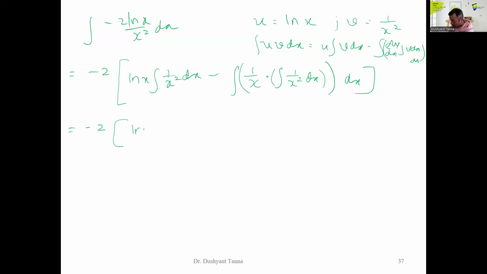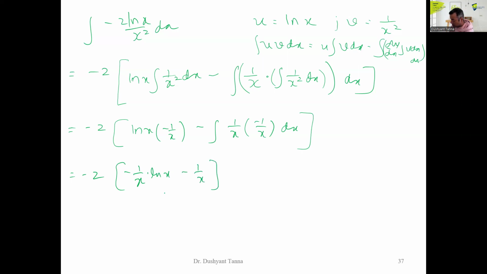Integration of 1 on x squared will be negative 1 on x. This is 1 on x times negative 1 on x dx, minus 1 on x ln x, minus minus plus integration of 1 on x squared, which will again be minus 1 on x. All right, I give the minus inside, so 2 over x ln x plus 2 over x. That is that middle part of it.